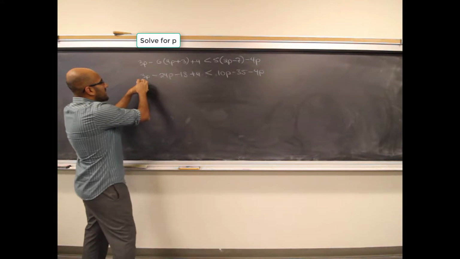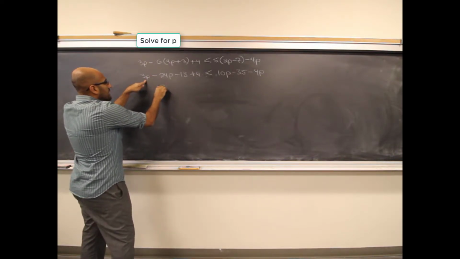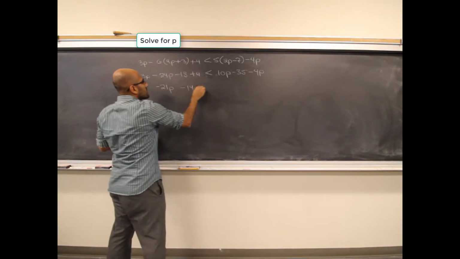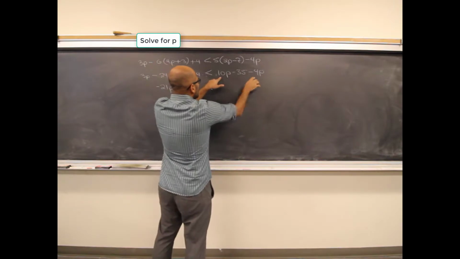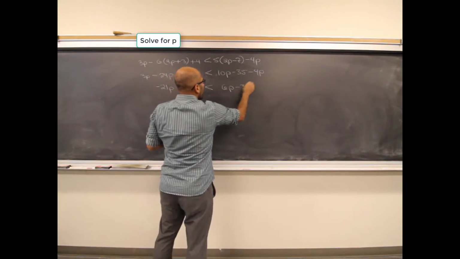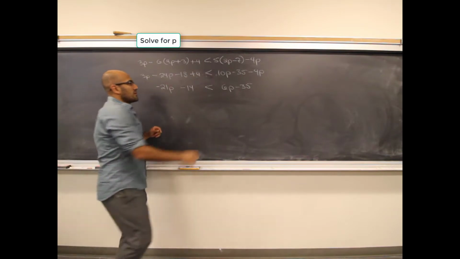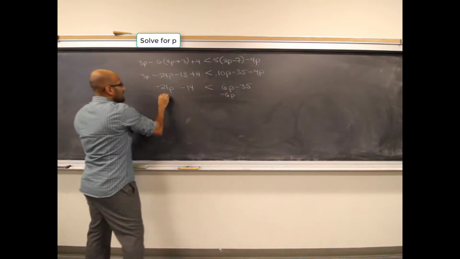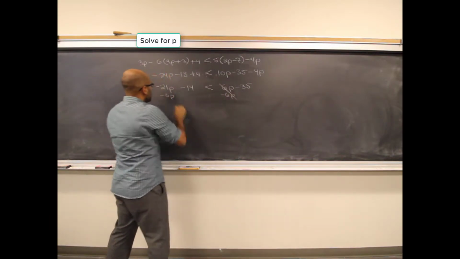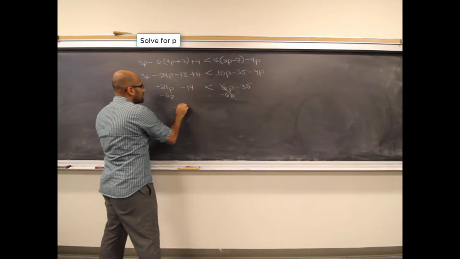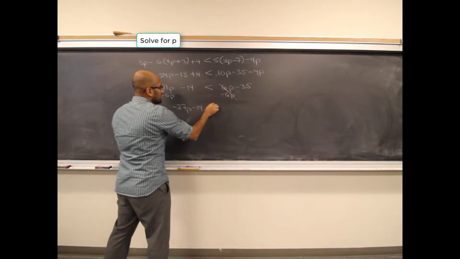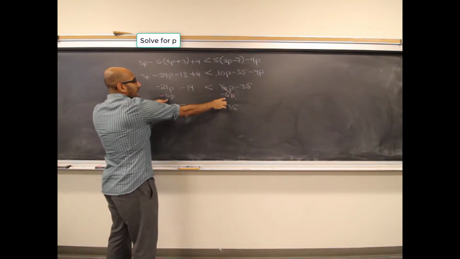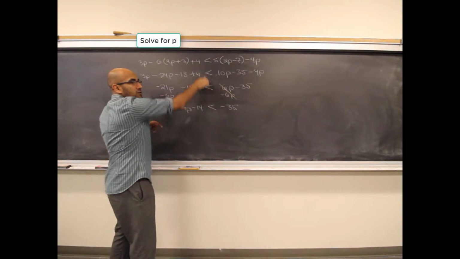So combining like terms, I get 3p minus 24p, it's negative 21p. And I get minus 18 plus 4, that's minus 14, is less than 6p minus 35. Okay, so I'm going to subtract 6p from both sides. 6p minus 6p, I know these will cancel. And here I end up with negative 27p minus 14 is less than negative 35. All I did is subtract 6p from both sides, so I maintain the inequality.